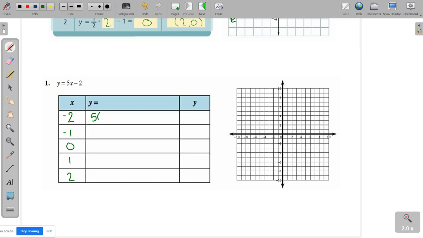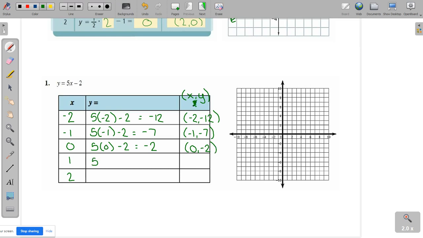So we have 5 times -2 minus 2. And that gives us -12. So we have the coordinate x, y. So we have -2, -12. Then -1. Substitute it in, and you get -7. We get the point -1, -7. Substitute 0 in. When we substitute 0 in, we get -2. And we have the point 0, -2.